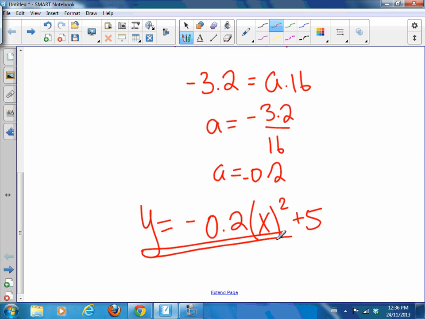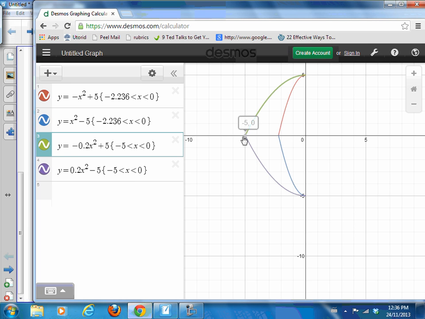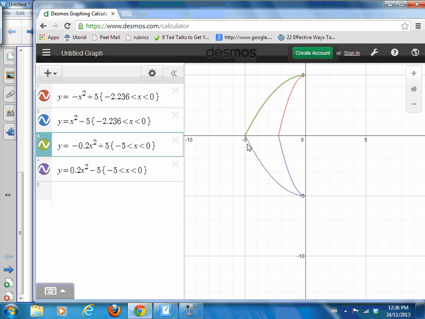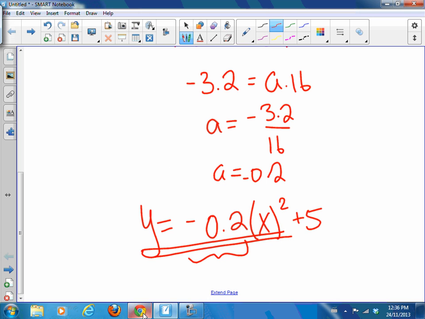So that's how you could find an equation if you hadn't just guessed it. That's what I want. I want you to be able to find a few of the equations for me algebraically, so find that a value algebraically. If I wanted to do one with the x-intercepts, I know that this one has x-intercepts negative 5 and positive 5 if I hadn't cut it off. So I can use those two x-intercepts to find the a value. So that's your assignment. All right.